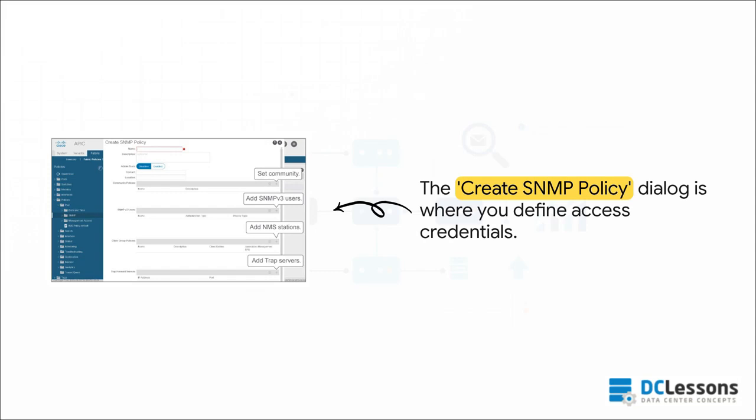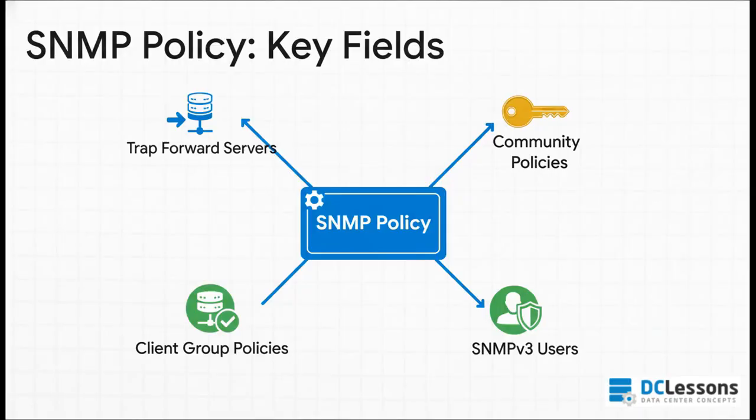And here it is. This screen. This is basically mission control for your policy. In this Create SNMP Policy dialog, you're going to define everything: your v2c community strings, your more secure v3 users, and, critically, which network management stations are even allowed to talk to the fabric. So let's just quickly break down these key fields. Community policies, that's for your standard v2c read-only strings. Then for SNMPv3, you'll create users with their specific authentication and privacy settings.